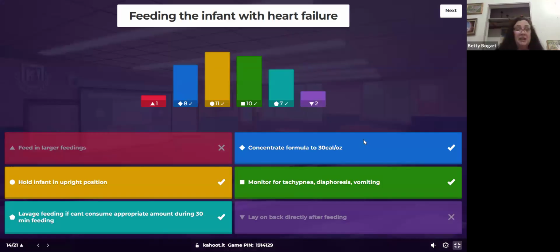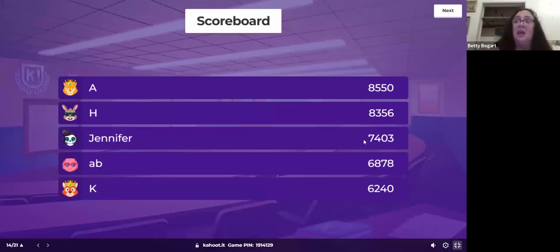So you can take the formula and make it higher in calories, which means they have to drink less fluid and use less energy to eat, okay? Sitting straight up helps with it. Of course, you're going to monitor tachypnea and diaphoresis and all that because you don't want them overworking. Never, ever feed a heart failure child more than 30 minutes, okay? And it's cluster care. We want to disturb them as little as possible and let them get the most rest they can.